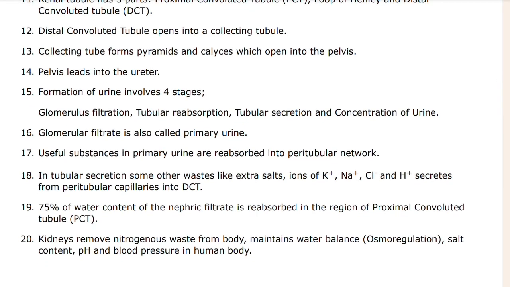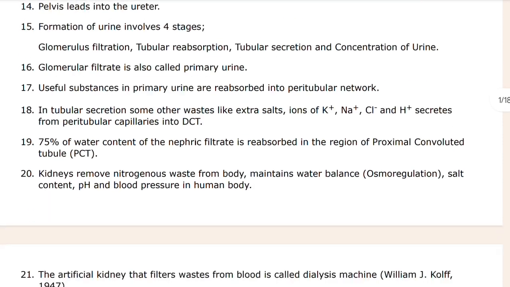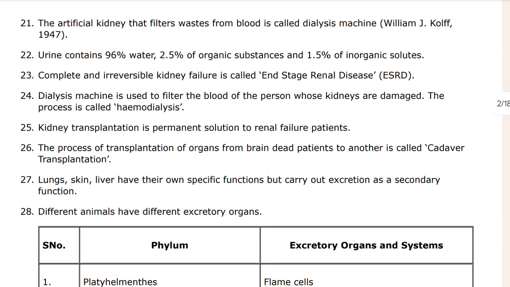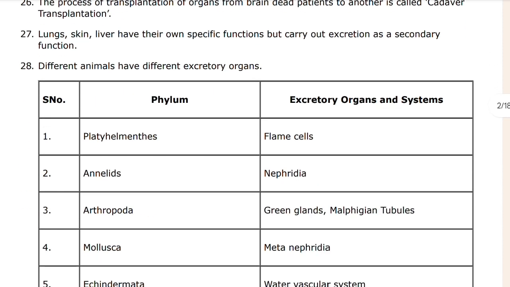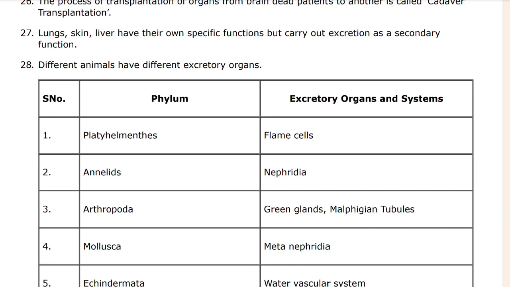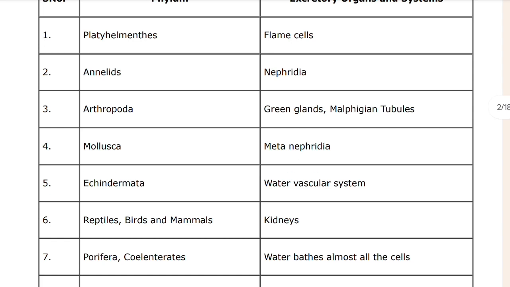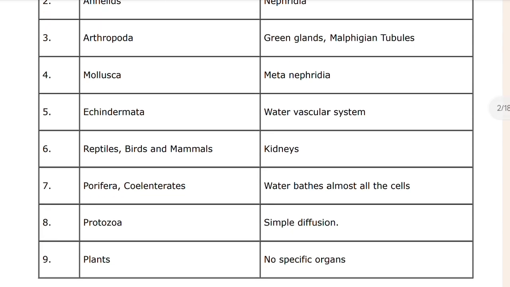Kidneys remove nitrogen waste from the body and maintain water balance. Altogether, about 30 to 40 points are given in this chapter, so you can go through them carefully. Otherwise, if you don't want notes and only want the most important questions, you can jump directly to those.